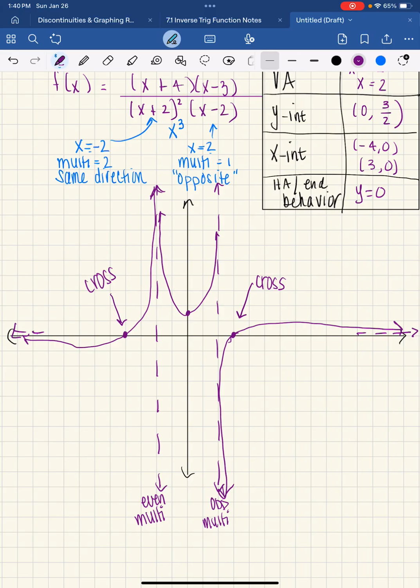Do not draw the horizontal asymptotes in between. There is no asymptote because what's happening between -2 and 2 is measurable. Infinity is not measurable. -4 is measurable. 3 is measurable. Infinity is way to the left and way to the right.